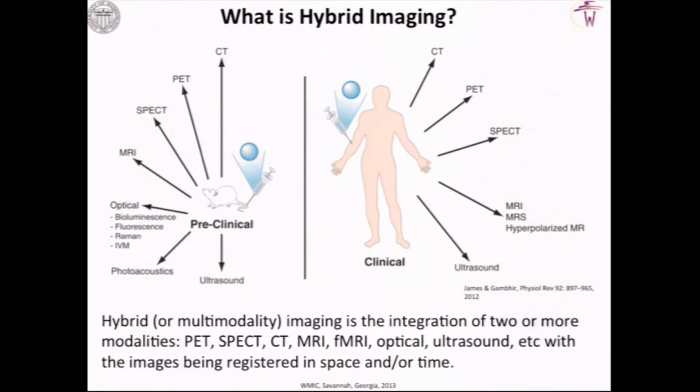So what do we mean by hybrid imaging? Hybrid imaging, or multimodality imaging, is the integration of two or more modalities like PET, SPECT, CT, MR, functional MR, optical, ultrasound, etc., where the images are being registered in space and/or time. And this is a nice diagram of potential different imaging modalities for both preclinical and clinical imaging.